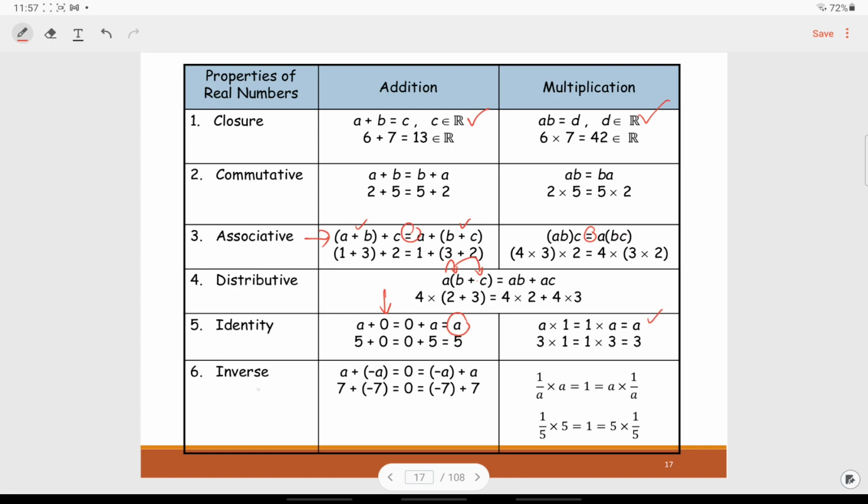Next is the inverse. Okay, for the inverse, we have a real number a, we add with the negative of that number, so we obtain the identity element of addition, 0. That means the inverse of a is negative a. For multiplication, we multiply a with 1 over a, we obtain the identity element for multiplication, which is 1. So that means 1 over a is the inverse of the real number a.